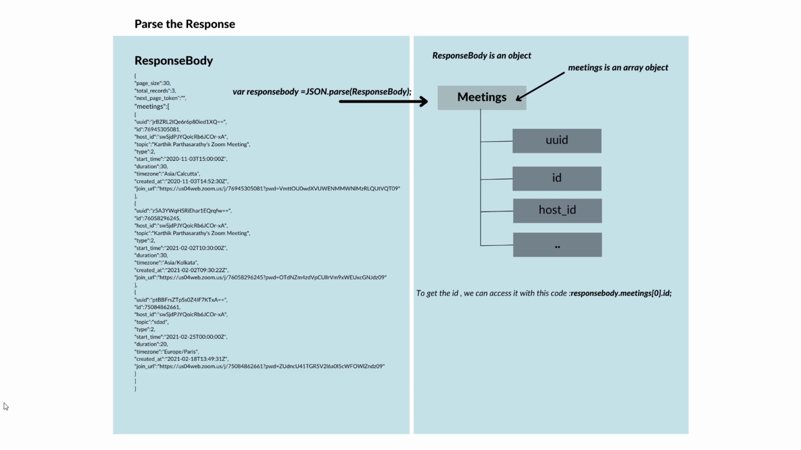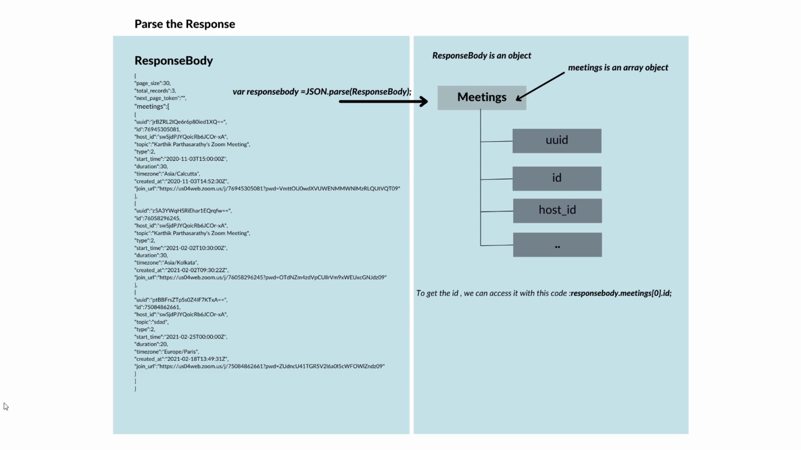Okay, you can see here there is a meetings array, and inside our array we have multiple objects, and each object contains meeting information. So we have the ID, host ID, topic, start date, time, duration, time zone, and so on. If you want to access the information, for example, if you want the ID value, you will have to parse the response. Okay, so we have to use the parse method.